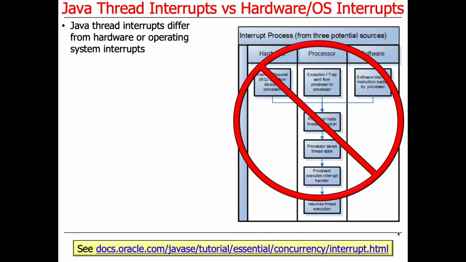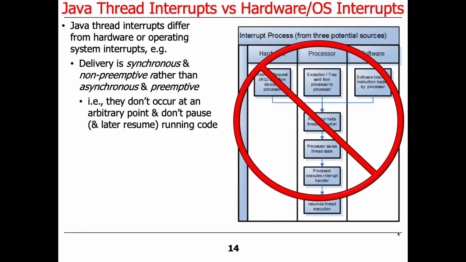Having said all of these things about hardware and operating system interrupts, Java thread interrupts are completely different from all this stuff. And this is a source of never-ending confusion because people see the word interrupt and they think, oh, a Java interrupt is just like a hardware interrupt. It's asynchronous, it's preemptive, or a Unix signal, it's preemptive, it's asynchronous. No. Delivery of a Java thread interrupt is synchronous and non-preemptive rather than asynchronous and preemptive.